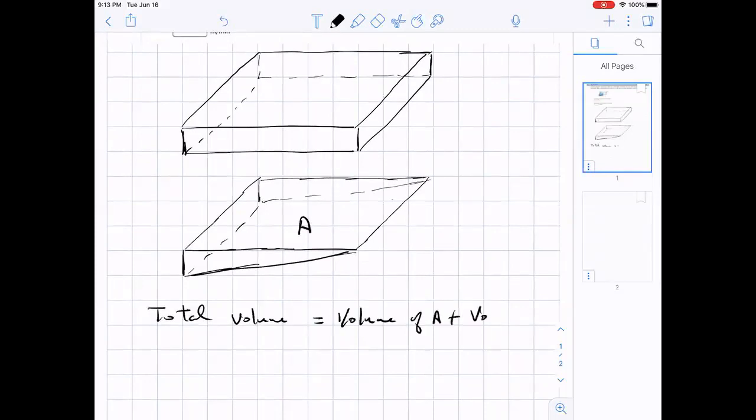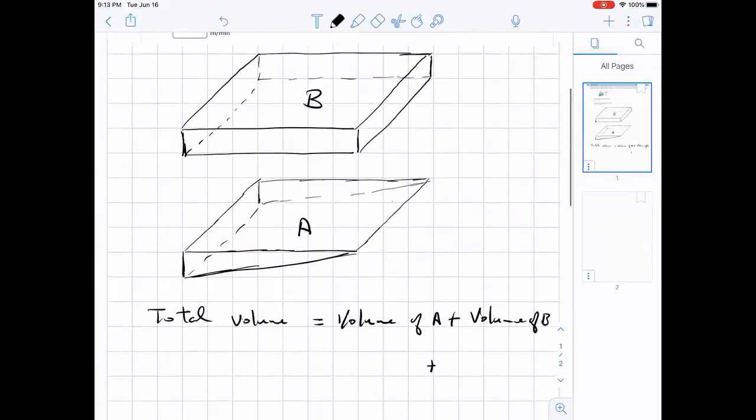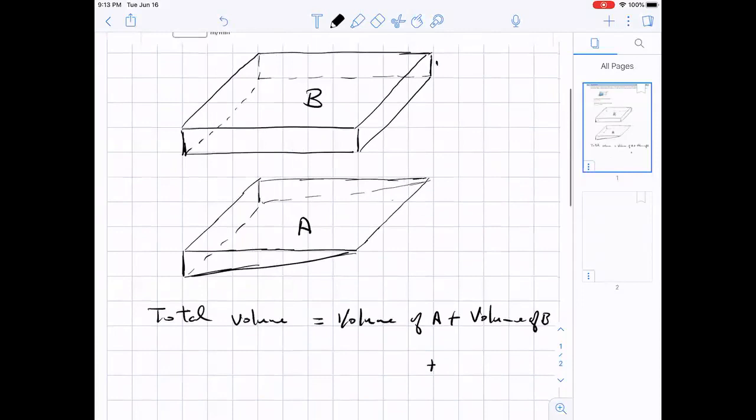plus volume of B, and let's call this B. Well, we know what the volume of that is. The volume will be the height, which is 1. The width was 12, the depth is 6. So volume is 12 times 6 times 1.